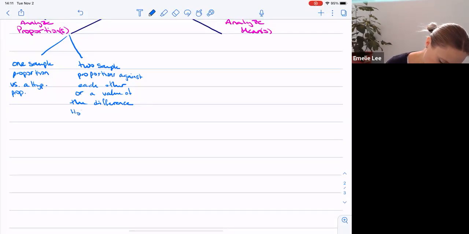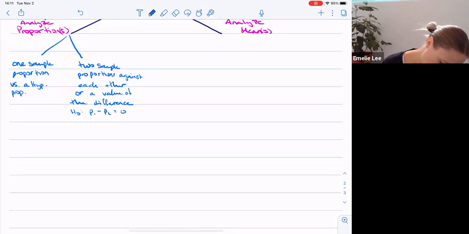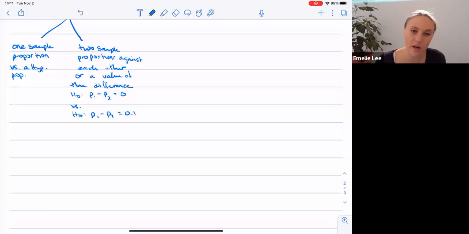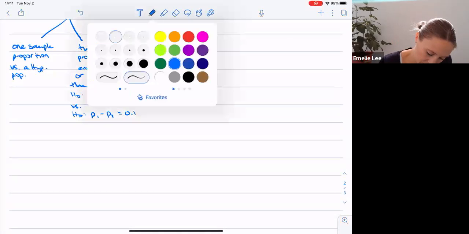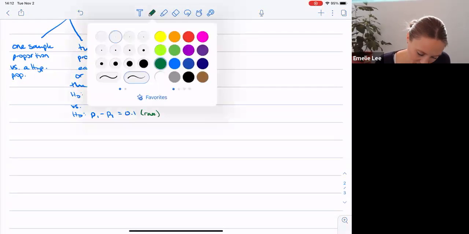So for example, if H naught is that p1 equals p2, or usually I like to have p1 minus p2 equals 0, versus the null hypothesis that p1 minus p2 equals maybe 0.1 or something like that. We could look at a difference. We rarely do that, but it is an option. Whereas here, for the null hypothesis, oops.